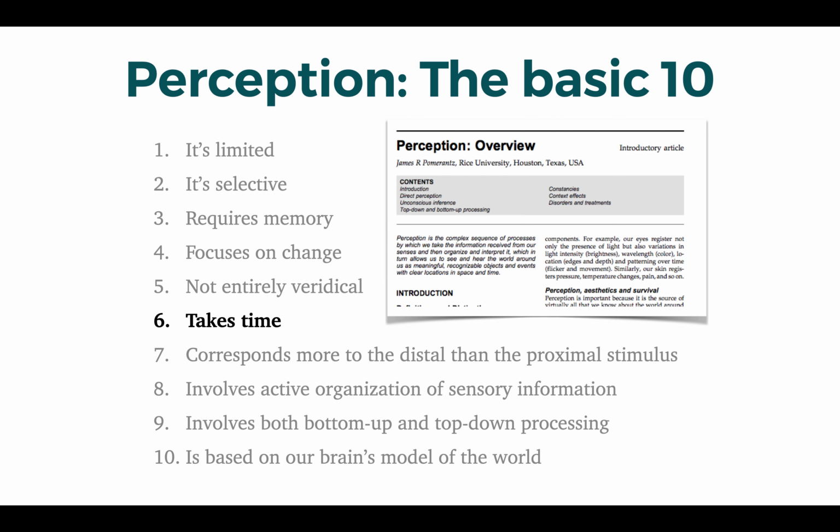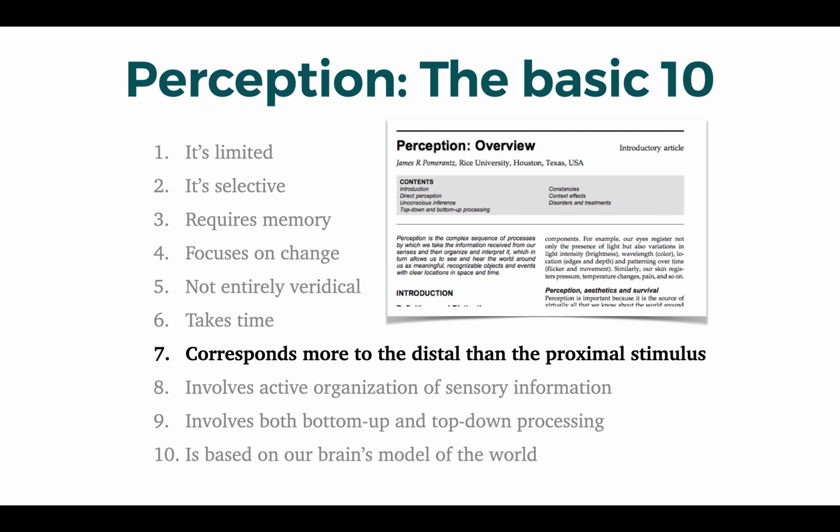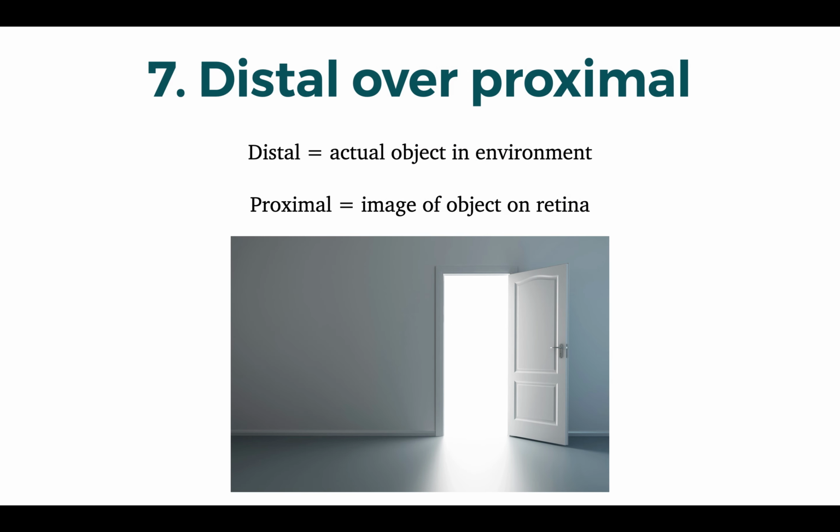All right, we just talked about how perception takes time. It takes a little bit of time for us to register what's going on in our environment. So let's talk about now how it corresponds more to the distal than it does the proximal stimulus. So what do these terms mean, distal and proximal?